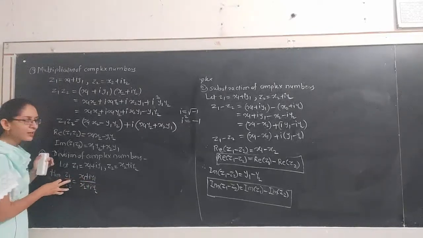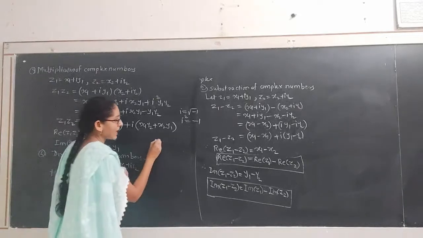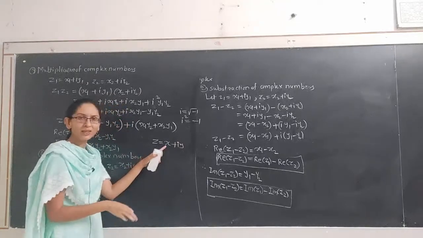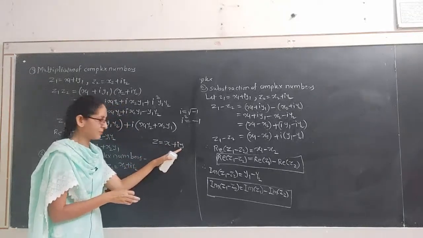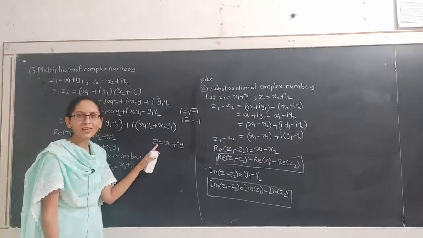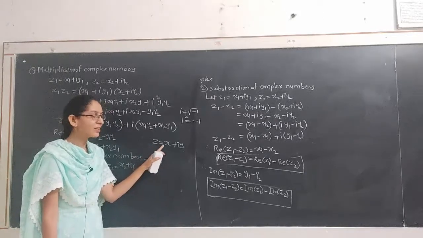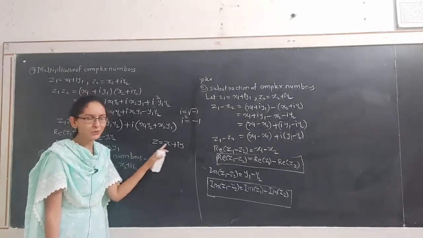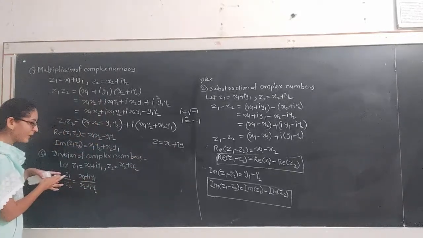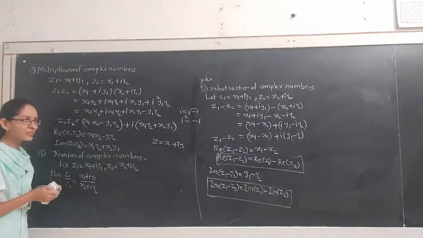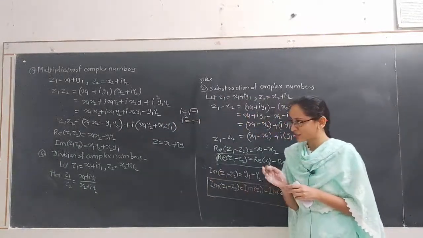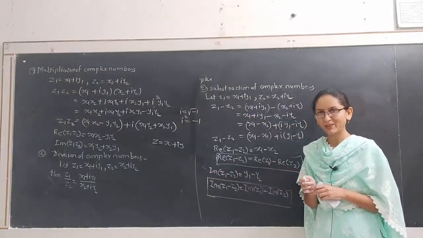We want this complex number to be in Cartesian form, x plus iy. The general form of a complex number is x plus iy, where x lies on the real axis and y lies on the imaginary axis. This form is called the Cartesian form of complex numbers because we represent the complex number as Cartesian coordinates x and y. We want this complex number in the form x plus iy, so that we will be able to find the real part of z1 upon z2 and the imaginary part of z1 upon z2.